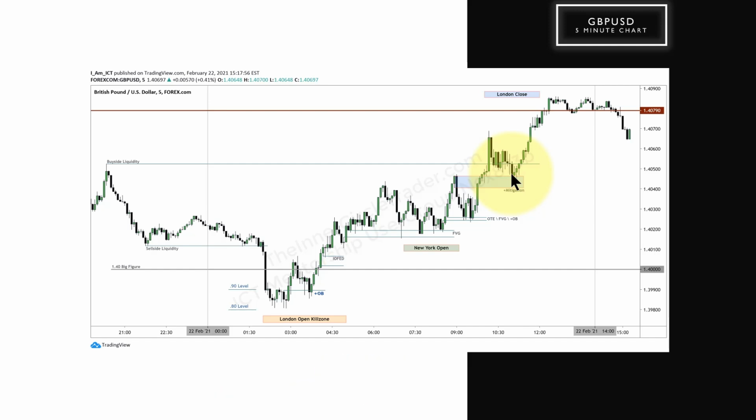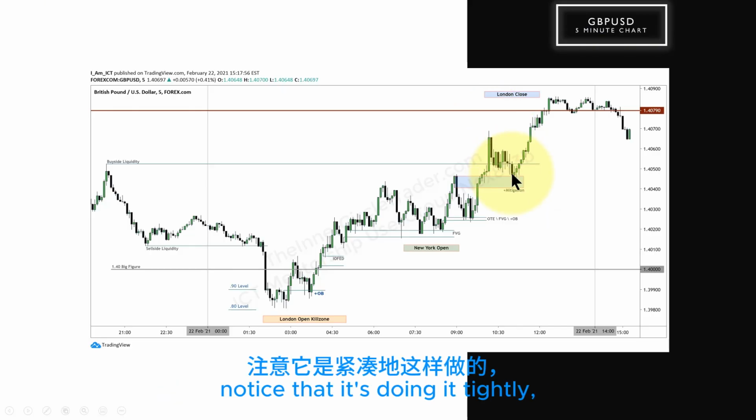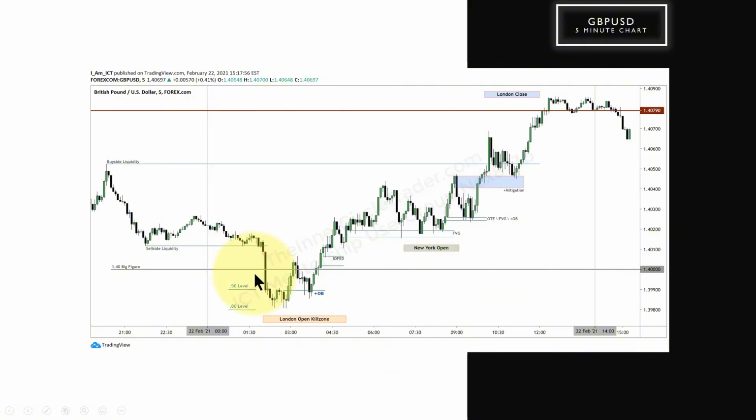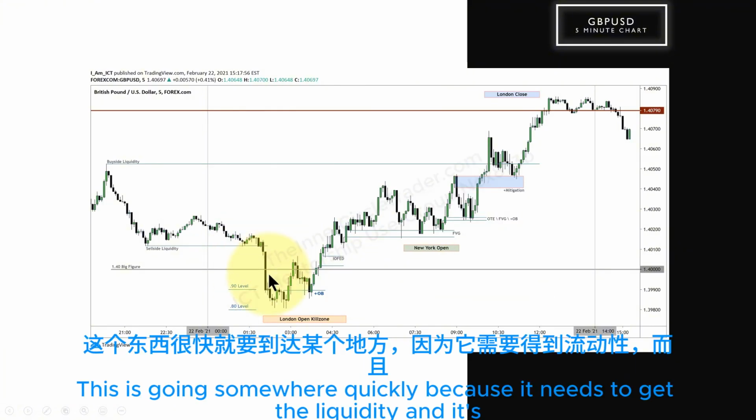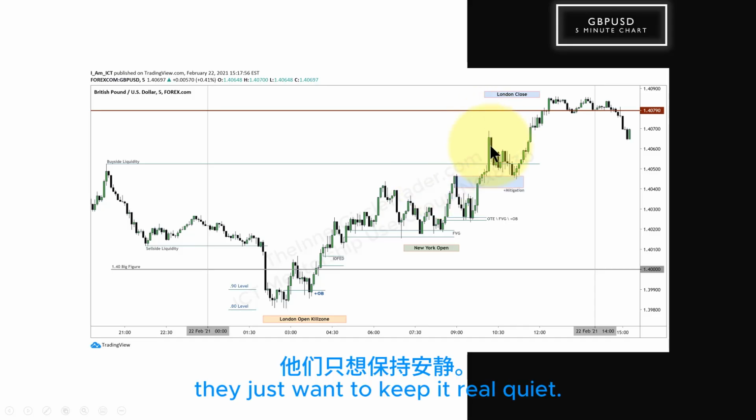It's very specific. And when the price is dropping down like this, notice that it's doing it tightly, not real quick like this. See that? This is going somewhere quickly because it needs to get the liquidity, and it's going to excite retail traders. That's the design behind it. Whereas over here, they just want to keep it real quiet.